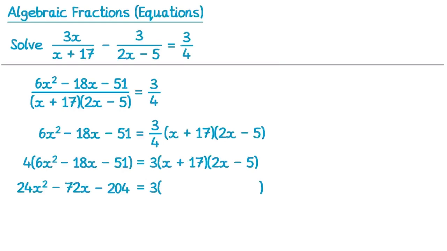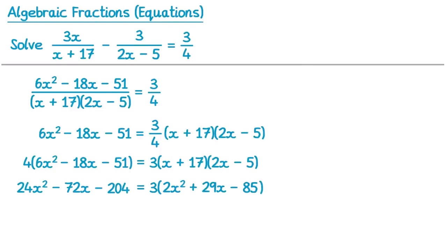So we've got x times 2x first, that's 2x squared. Then we would do x times negative 5, so negative 5x. But we would also do 17 times 2x, which is a positive 34x. So we've got negative 5x plus 34x. That's positive 29x. And finally, 17 multiplied by negative 5 is negative 85.